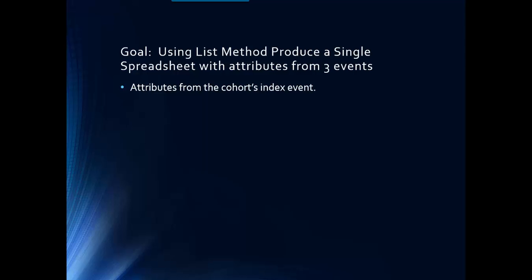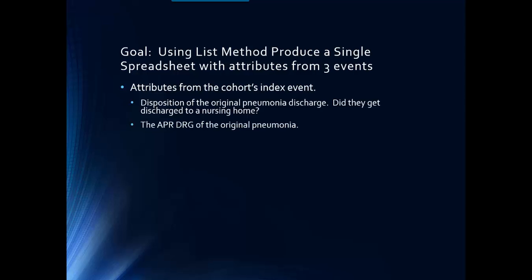What are the attributes from the cohort event that we're going to look for? We're going to look for disposition. Remember, these are all hospitalizations for pneumonia patients. We want to know whether the patient was discharged to home, or to the nursing home, or to some other facility. We're going to want to know the APR-DRG of the original pneumonia admission. Both of these attributes are attributes of the original cohort, of the original pneumonia hospitalization.